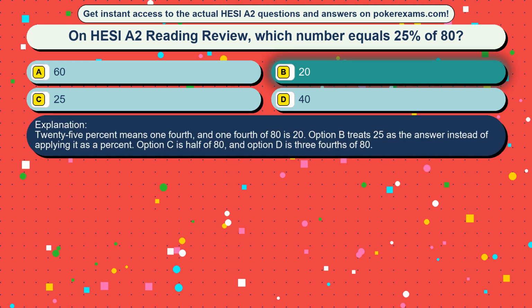25% means 1/4, and 1/4 of 80 is 20. Option C treats 25 as the answer instead of applying it as a percent. Option A is 3/4 of 80, and option D is half of 80.